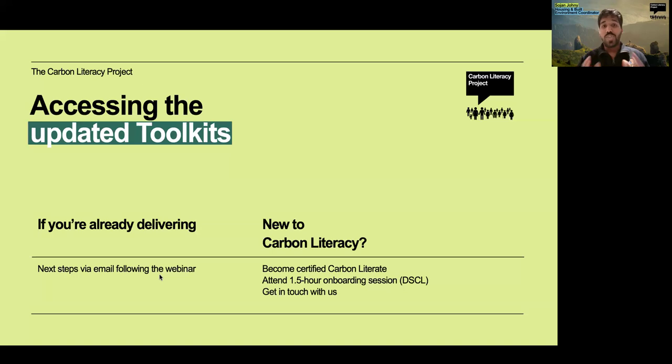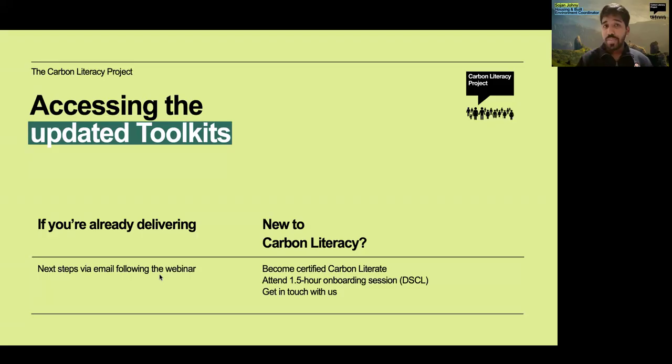Now, if you are already delivering carbon literacy training, if you already use one of the MMU or the NTU toolkits, you will receive the next steps via email following the webinar. So, hopefully in the next couple of weeks' time, you'll be able to access the updated materials and start delivering training with them as soon as possible.